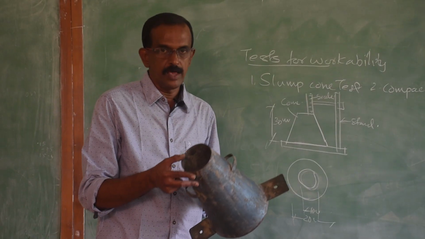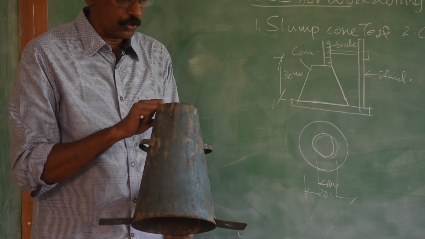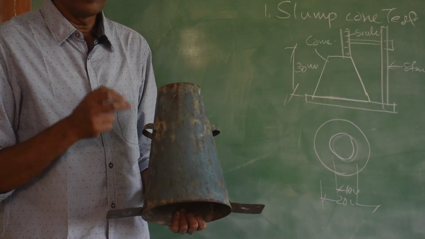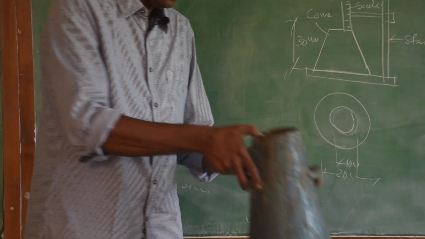So, this is the slump cone, 10 centimeter diameter at the top, 20 centimeter diameter at the bottom, and 30 centimeter height with the two handles for the lifting purpose.